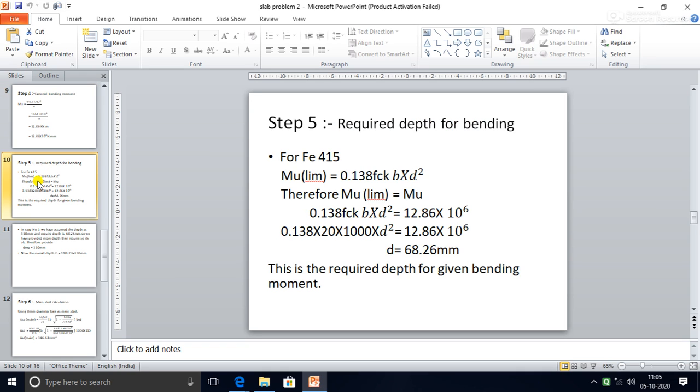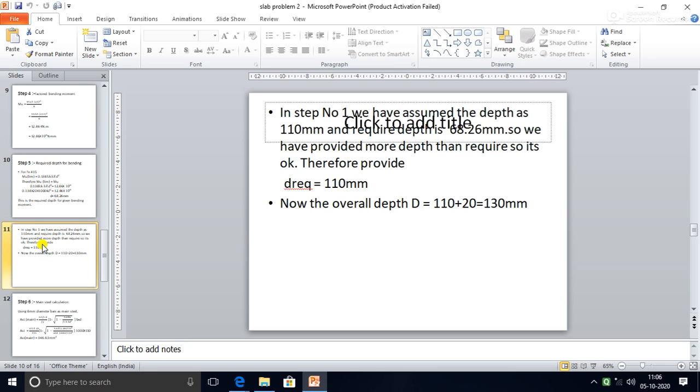So the fifth step is the required depth for bending moment, that is for Fe415 Mu limiting value is 0.138 fck bd square. Therefore Mu limiting is equal to Mu. Equating all these, we can calculate the depth required as d is equal to 68.26 mm. This is the required depth for the given bending moment, and actually we are assuming the depth much larger than the required, so we are safe for the depth.